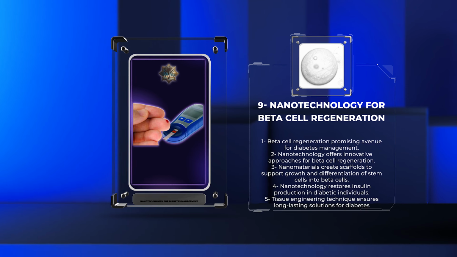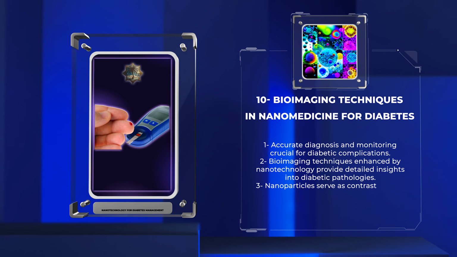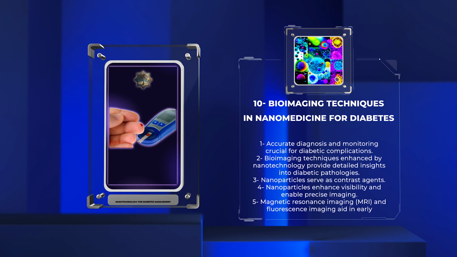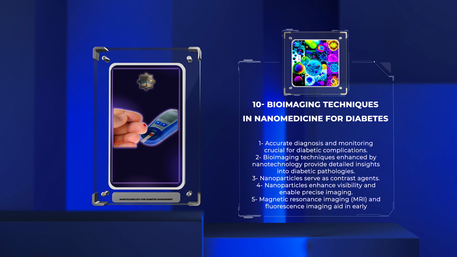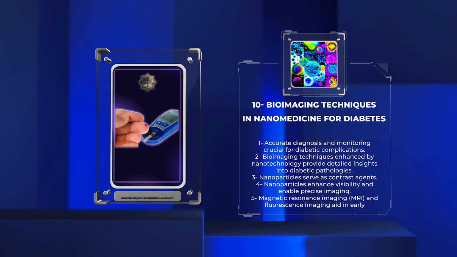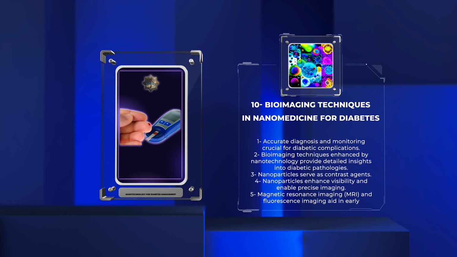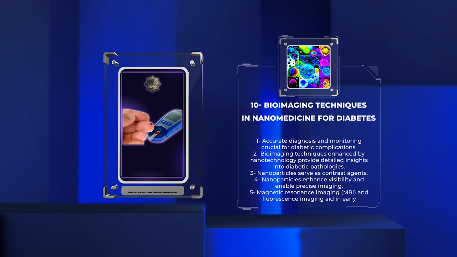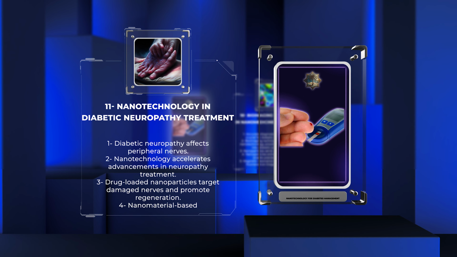Accurate diagnosis and monitoring of diabetic complications are essential for timely interventions. Bioimaging techniques, enhanced by nanotechnology, provide detailed insights into diabetic pathologies. Nanoparticles can serve as contrast agents, enhancing the visibility of tissues and enabling precise imaging of organs affected by diabetes. These techniques, such as magnetic resonance imaging, MRI, and fluorescence imaging, assist clinicians in early detection, monitoring disease progression, and evaluating therapeutic efficacy.